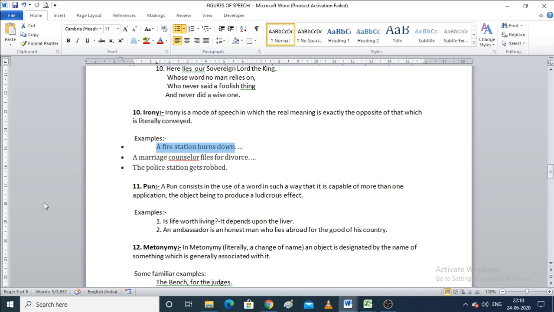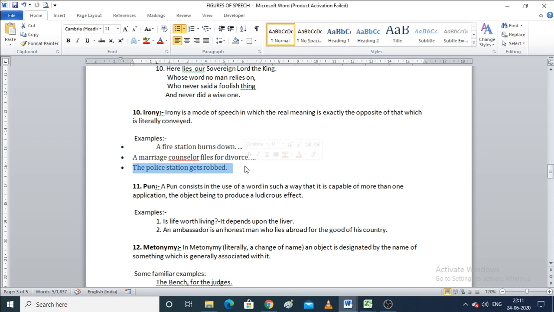A marriage counselor files for divorce. Now the person who is working in matrimonial work, he files for divorce. So it is a very opposite and a very sarcastic statement. The police station gets robbed. So the place where we look for justice, and where people will go whenever they are cheated by somebody, or they see the violation of their rights, that place itself is robbed. So this is a sarcastic statement.